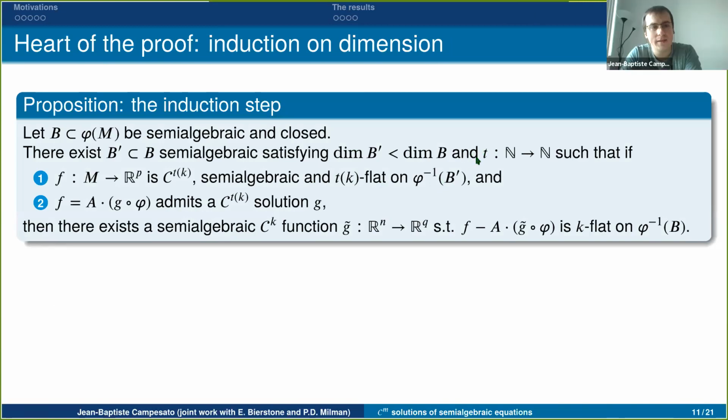Yeah, but that's not exactly the same, because this T is the function for this induction step, and then you have to work with an upper bound of all these T. K is the level of differentiability you want to solve in each step. So I'm going to assume that I have a solution at the level of C^{TK}, and I want to obtain a semi-algebraic solution which is C^K. So that's similar to the M, but only for this inductive step.